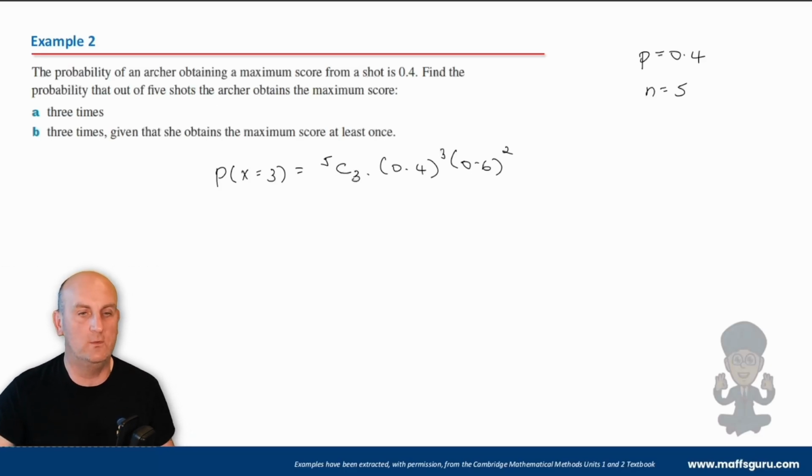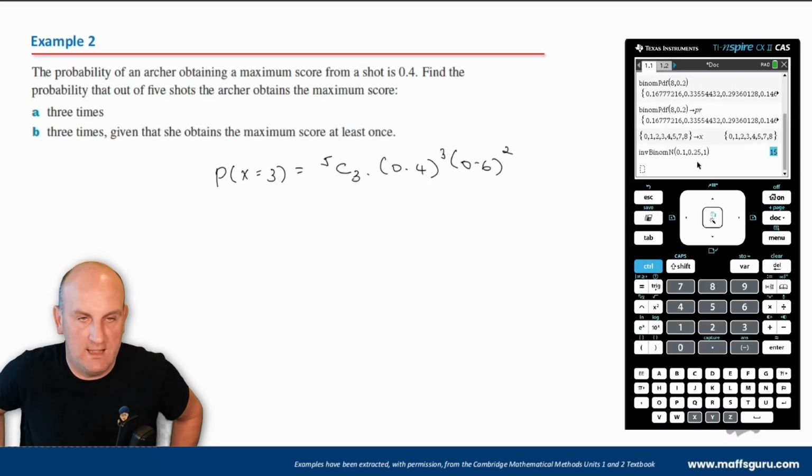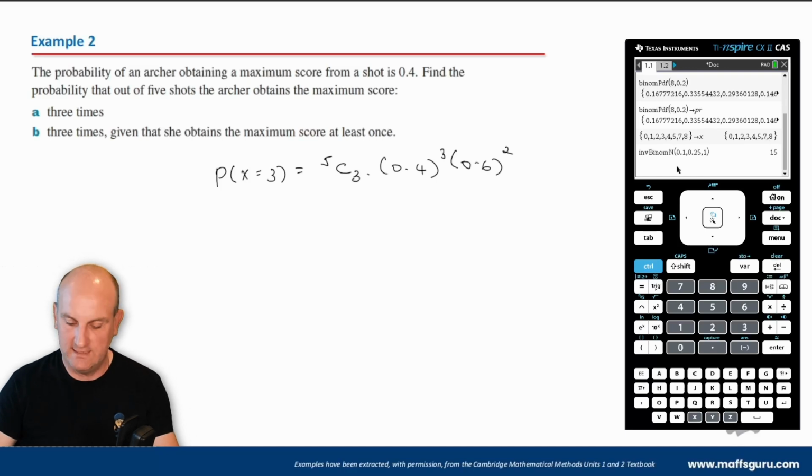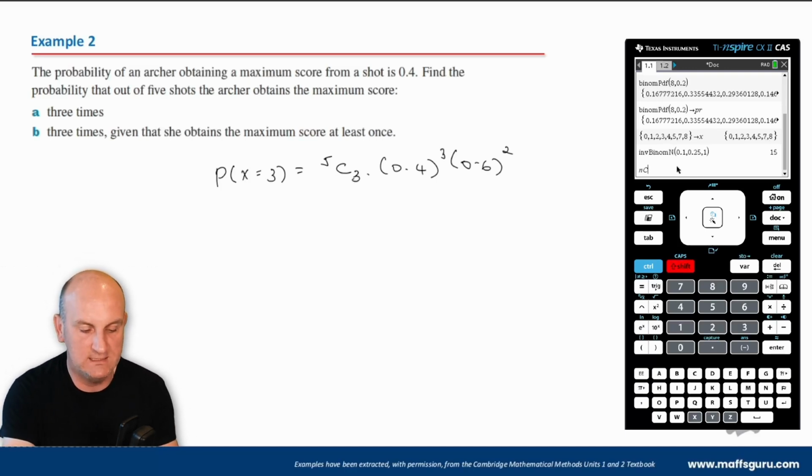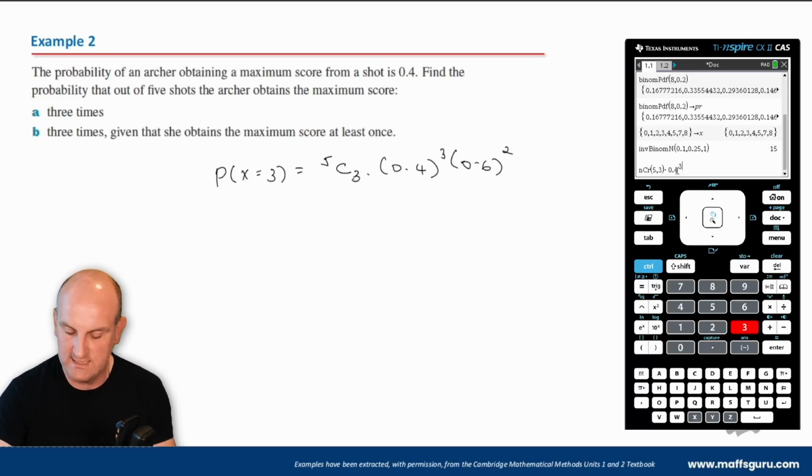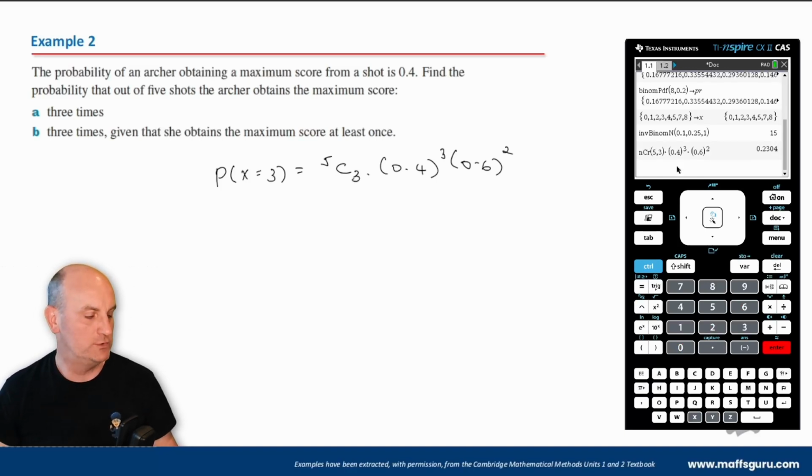If we were going to do it the long way, and let's do it the long way. We love doing things the long way in maths. So let's just see what happens here. That's nCr 5,3 times 0.4 to the power of 3, and 0.6 to the power of 2. Hit enter, and out comes 0.2304.